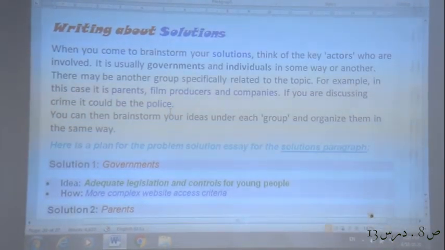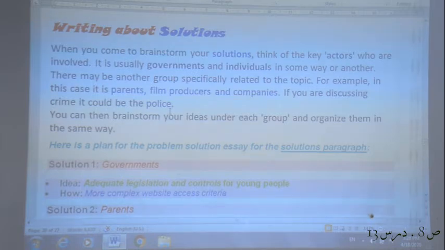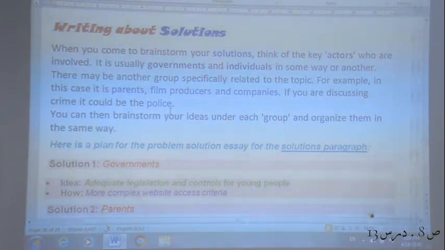Here I am talking about the body, about the crux of your problem solution essay. And in this case, we are writing 2 separate paragraphs. The first one is about the problems, and the second one will be about solutions. And here I am writing about solutions. When you come to brainstorming your solutions, think of key actors. Pay attention. Key actors, very important.